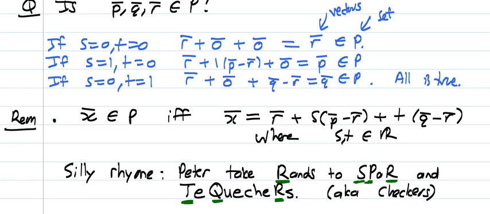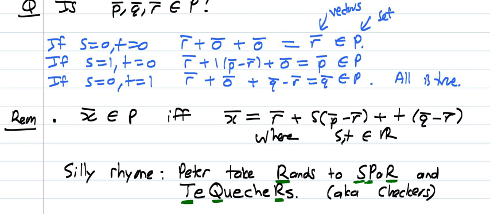And I made myself a silly rhyme to remember this vector equation. So Peter takes his rands to Spa and Checkers, and the correct way of spelling Checkers is indicated in the bracket. So Peter, so you're dealing with planes.